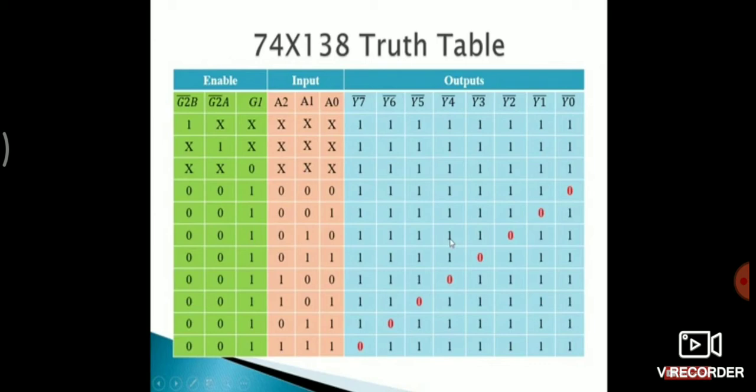Now when G1 is high and G2 bar A and G2 bar B are low, then the output Y0 is 0 and all other outputs are 1. That is, the decoder is enabled and the output Y0 is selected. For input 0, Y0 is selected, for input 1, Y1 is selected, for 2, Y2 is selected, and correspondingly for 7, Y7 is selected.